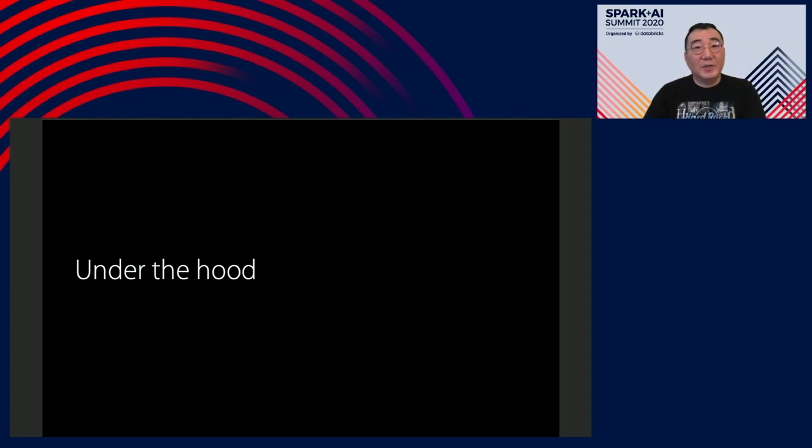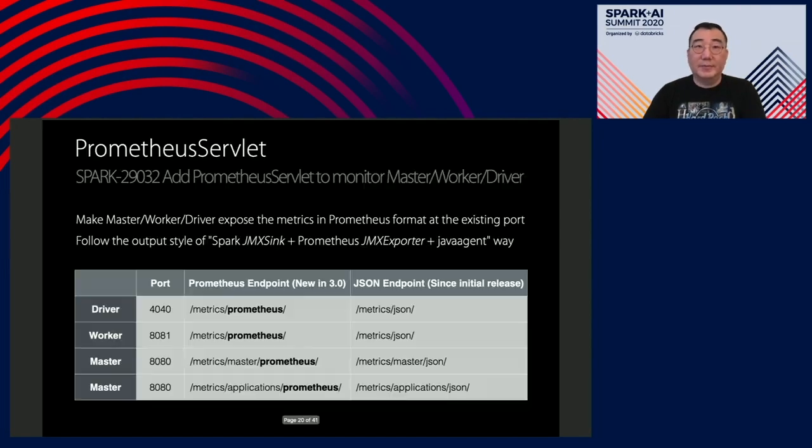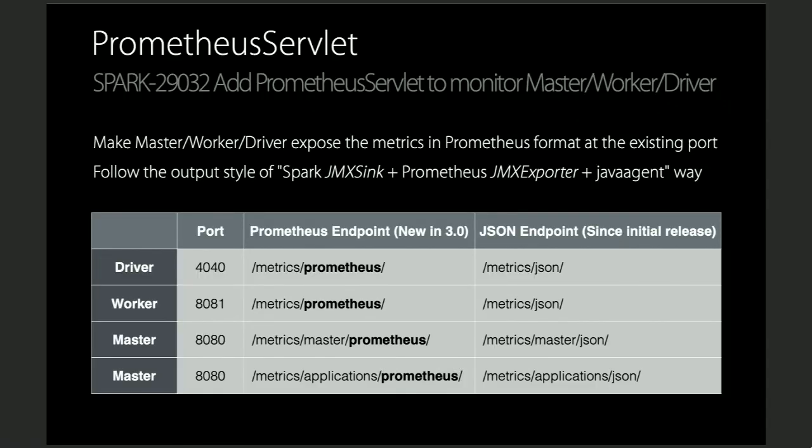So far, I gave an overview of the new features. Let's move on to under the hood and see how to use this. Basically, the new Prometheus endpoint follows the metrics servlet JSON endpoint style. The JSON endpoint has been supported since the initial Spark release. You can find the JSON endpoint at /metrics/json. The Prometheus endpoint is at /metrics/prometheus, by replacing json with prometheus.